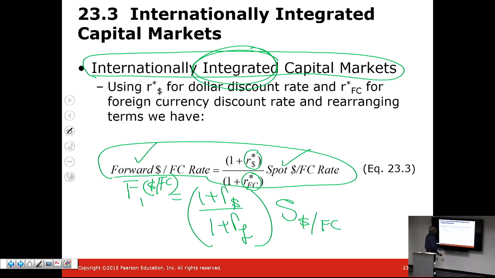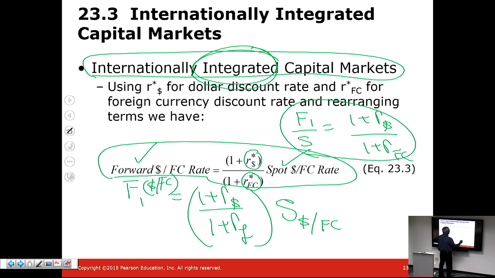If the relationship does not hold, another way to write it is forward over spot equals 1 plus the dollar rate over 1 plus the foreign currency rate. If the left-hand side and the right-hand side are not equal, there would be a violation of this integration principle that would imply arbitrage profit potential.